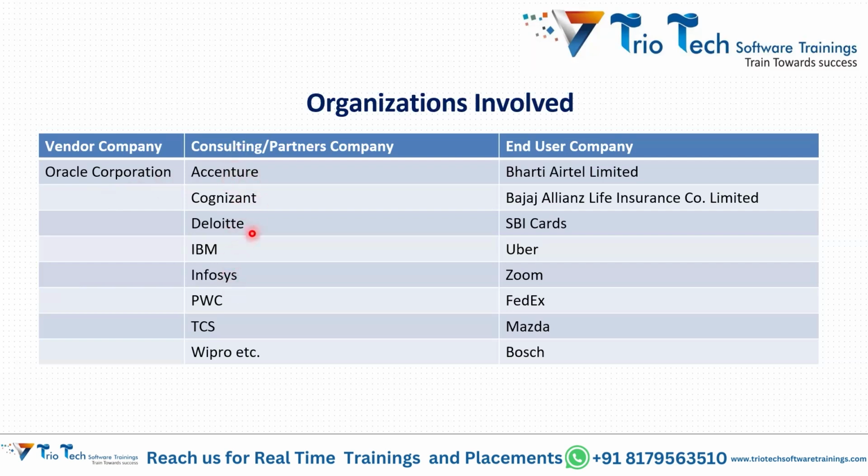Accenture, Cognizant, Deloitte, IBM, Infosys, PwC, TCS, some of the very popular names are listed here. So these are in partnership with Oracle. These companies are into Oracle practice, into Oracle consulting. They implement the product for various end user companies, right? End user companies are those companies who are actually the users of this product, who get this product implemented in their organization, right? Some end user company examples are also given here.